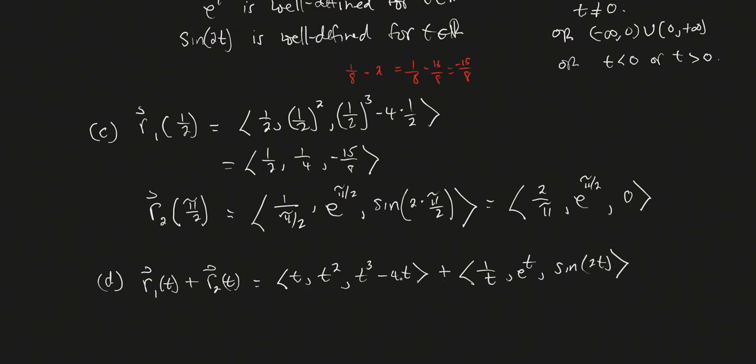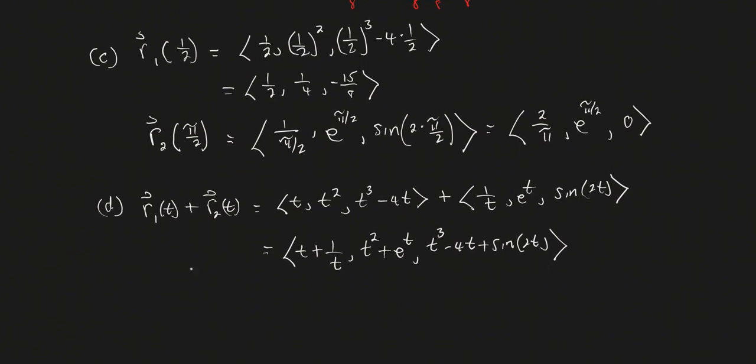well, we know how to add two vectors, right? So presumably we should know how to add two vector functions. So we're going to add the corresponding components. So the first component of the sum is going to be t plus 1 over t, and then t squared plus e to the t, and then t cubed minus 4t plus the sine of 2t, right? And that's it. That's our sum. We can also do the difference. We can also multiply our vectors by scalars. So you can have something like this.